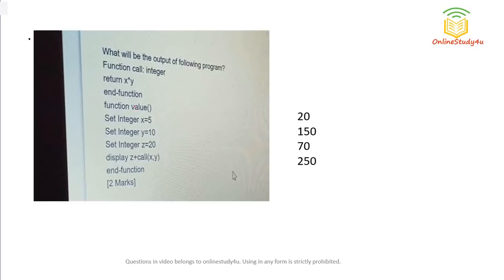So here's our next question. You have to tell the output of the given program. Here we have a function call that takes an integer and returns x into y. So basically here we have integer x equal to 5, y equal to 10, z equal to 20, and here we are displaying z plus call xy, which is 20 plus call xy. To this call function we are passing two values, x that is 5 and y that is 10, and returning x into y.